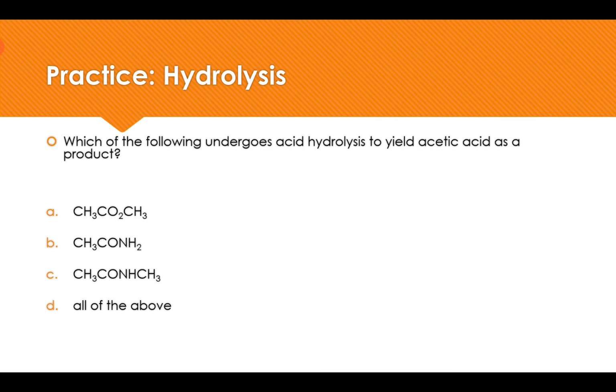Let's do a practice reaction. Which of the following undergoes acid hydrolysis to yield acetic acid as a product? Go ahead and pause the video and try to work this out. Okay, so what is acetic acid? Acetic acid has a 2-carbon structure. And so acetic acid looks like this.